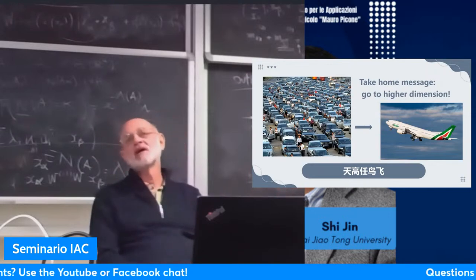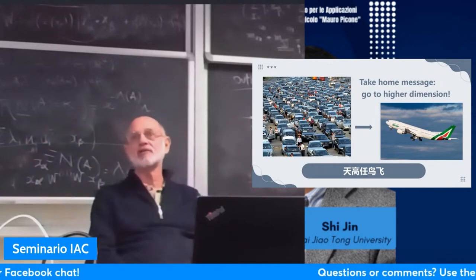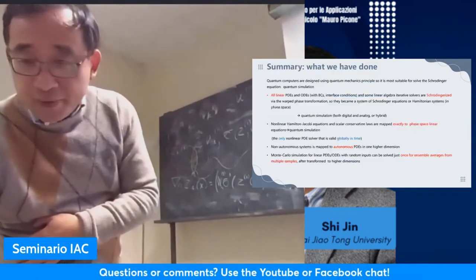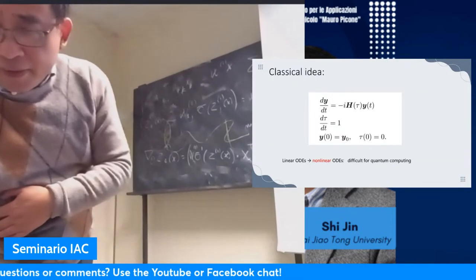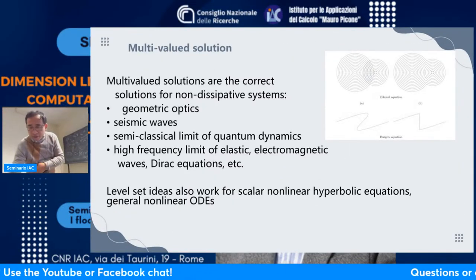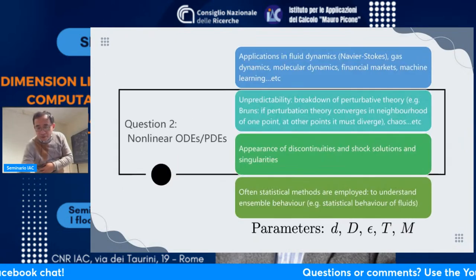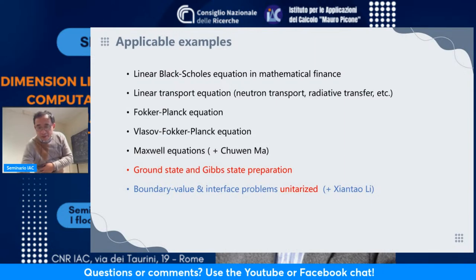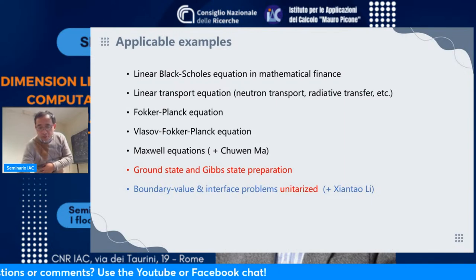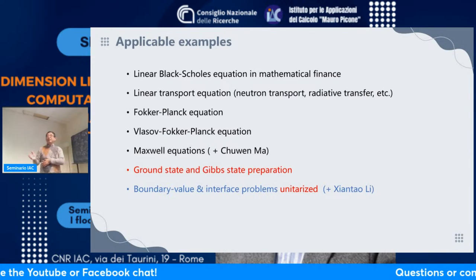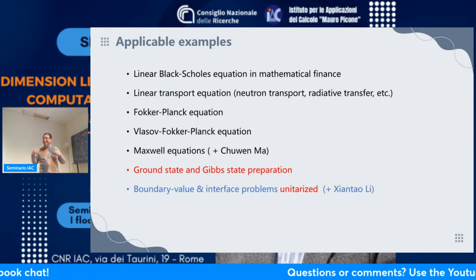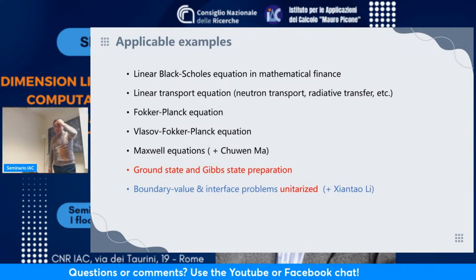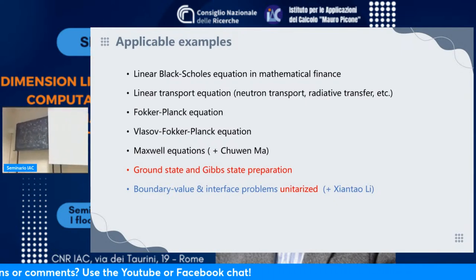Out of curiosity, for instance in finance, Black-Scholes in very high dimension, have you tried to apply this kind of method? Yeah, I mentioned Black-Scholes. There are people working on it, because the areas most interested in quantum computing are finance and drug design. They say that's where you really need quantum computing. I did mention the first example, linear fractional equations. Linear ones, yes; nonlinear we don't know.